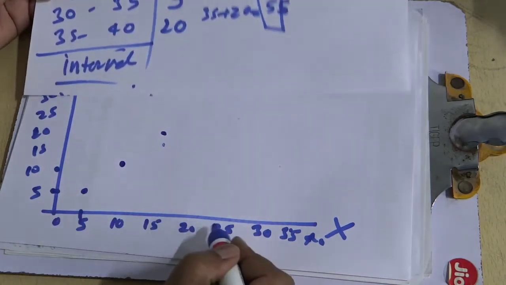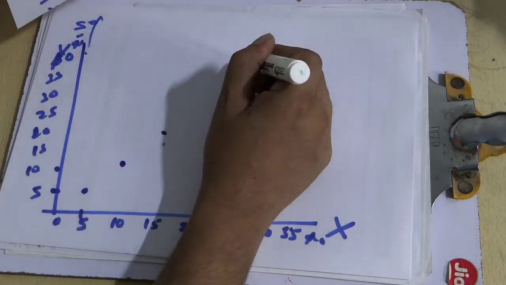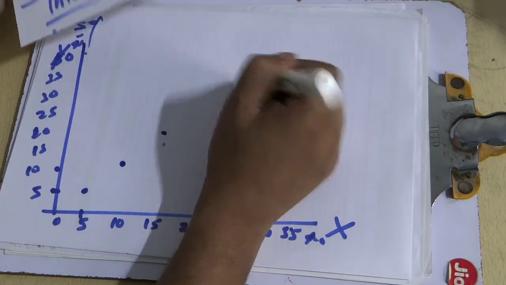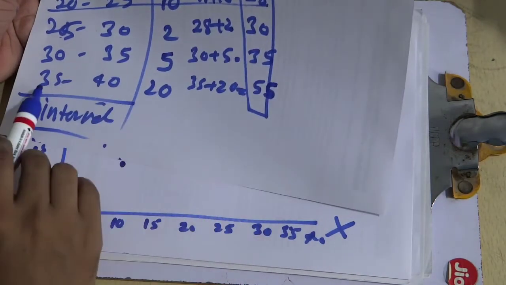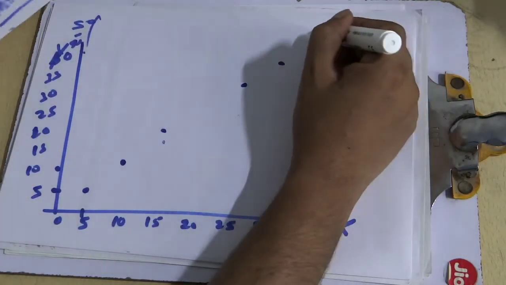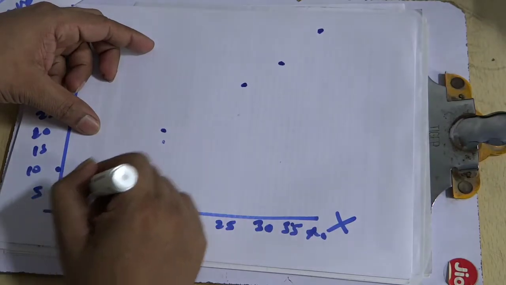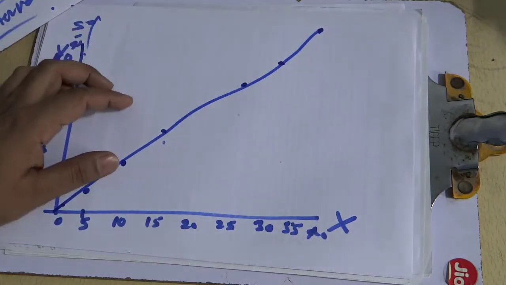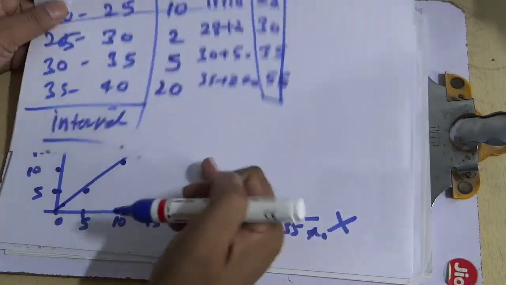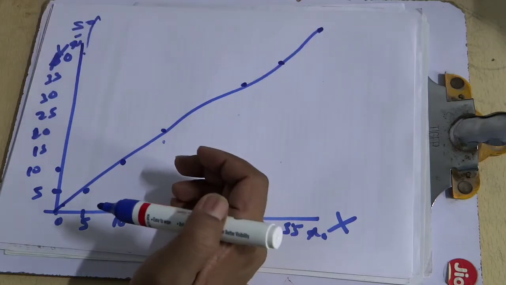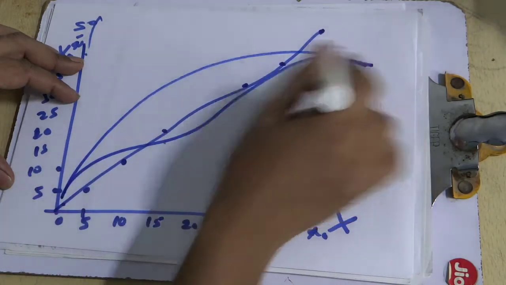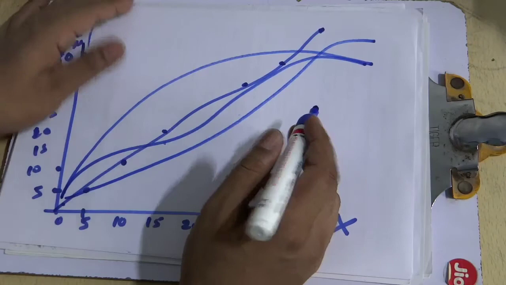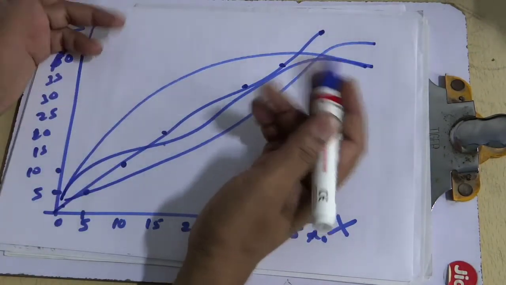Here 25 to 30, it's a 30, somewhere here. Then 30 to 35, it's 35, it will be somewhere here. And 35 to 40, it's 55. So 55 will be something like here. So we have this kind of data. Just because of the nature of the data, it comes like this. Else, it can be like this or like this, it all depends on the data variables, and that is hypothetically possible.